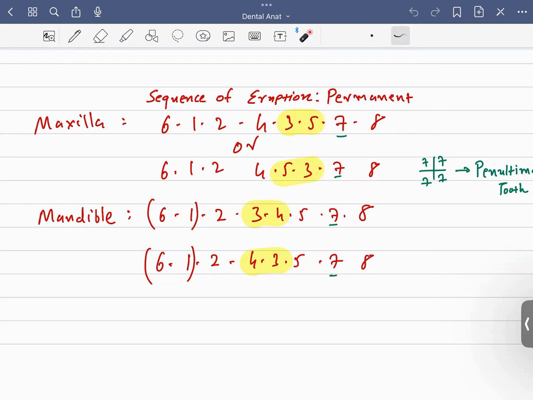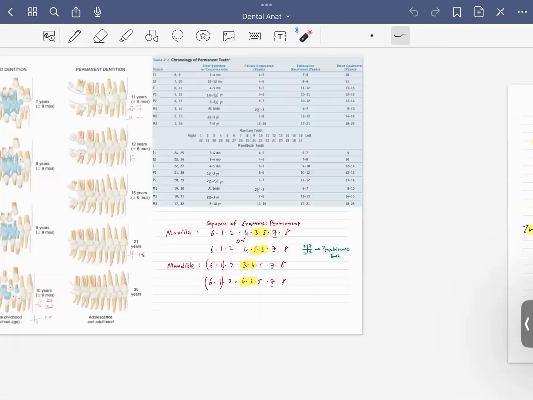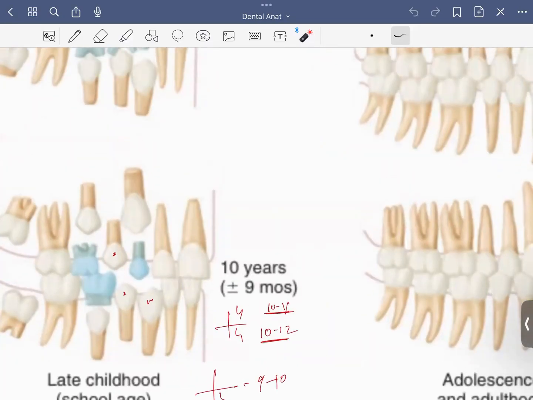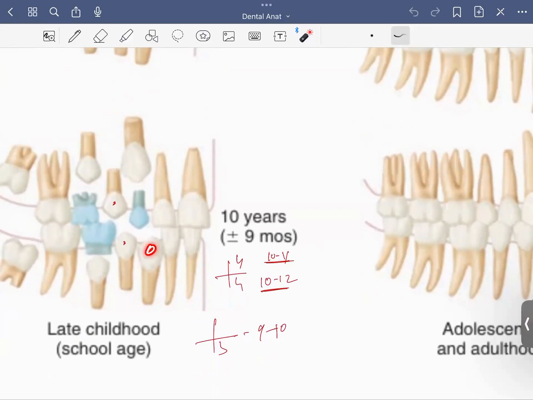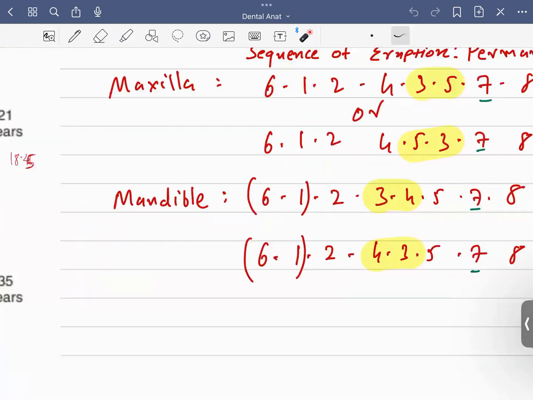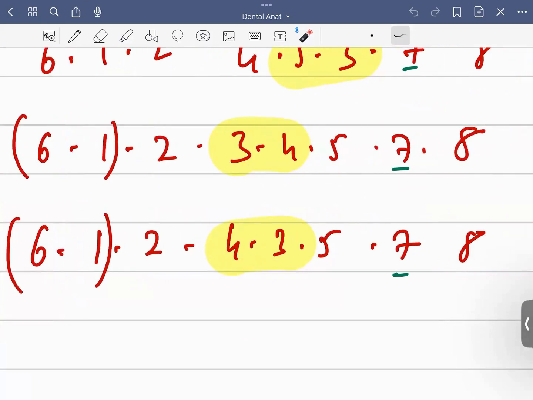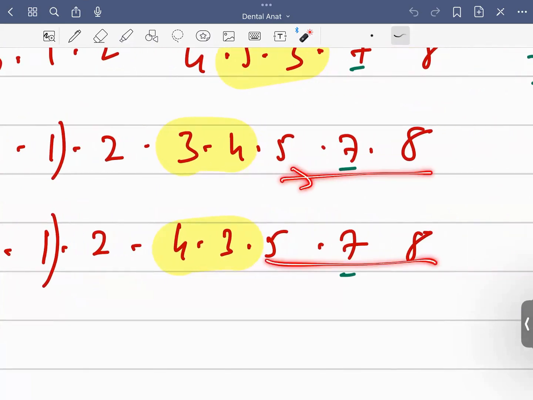And in the mandibular dentition, 612 is common. Then either canine erupts before the first premolar or the first premolar erupts before the canine in mandible. So if you remember, in primary, the canine was erupting along with the first premolar, but in permanent, this canine had not erupted. So 612, then either 34 or 43, followed by 57. Second premolar will erupt last only.